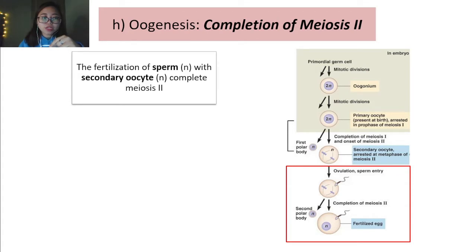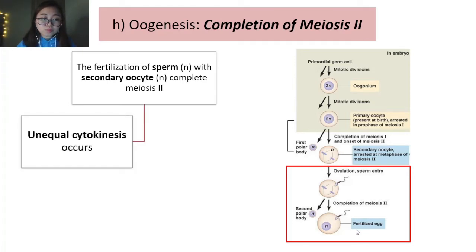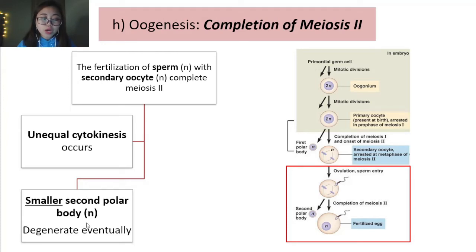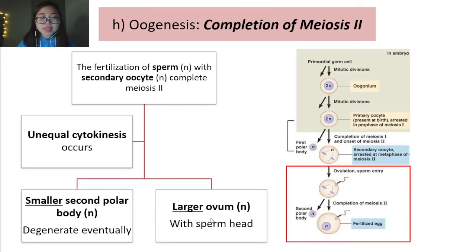And now let us talk about what if that secondary oocyte does complete meiosis 2. Tadi kita cakap dia berhenti di metaphase 2. Macam mana kalau dia dapat habiskan? Well, for that to happen, you need the fertilization of sperm with the secondary oocyte to complete meiosis 2. After that occurs, you will once again have unequal cytokinesis, where you will produce another smaller second polar body, which will eventually degenerate, and a larger ovum with the sperm head.